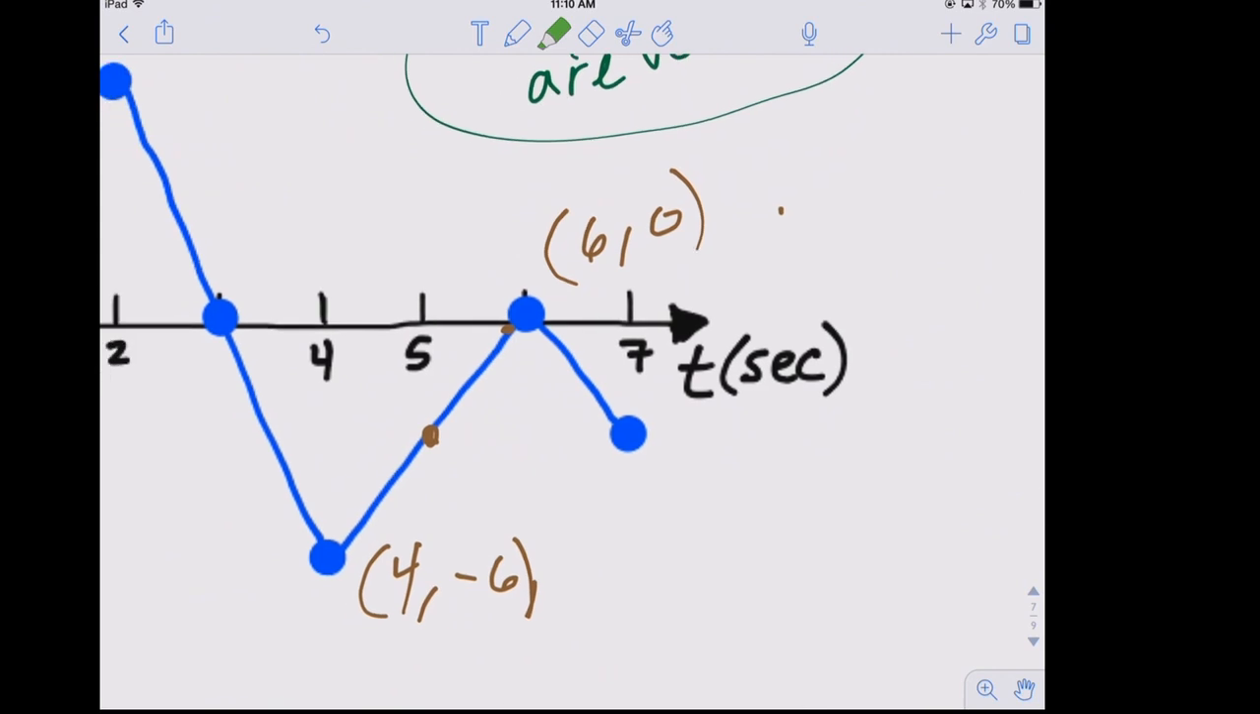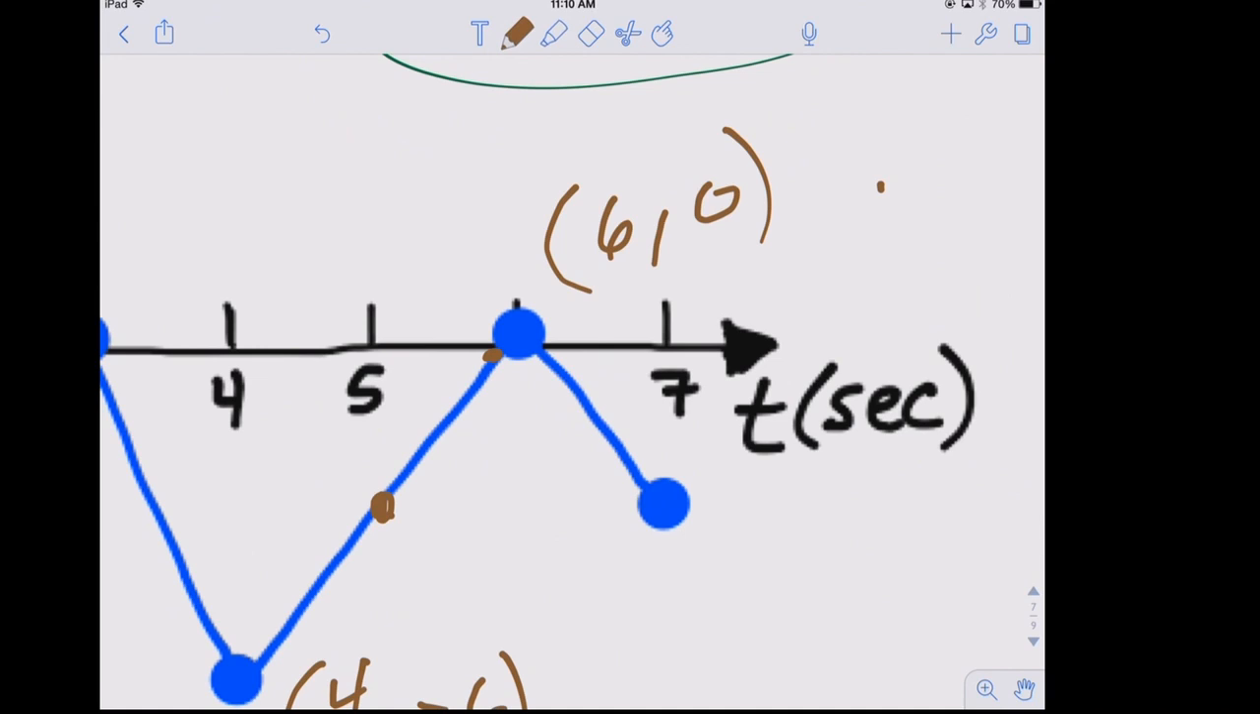Well, the derivative is the velocity, right? And the derivatives are the slopes of this graph, right? So what's the slope of the graph at 6? It doesn't exist. Why not? It's not differentiable. You've got a sharp turn.